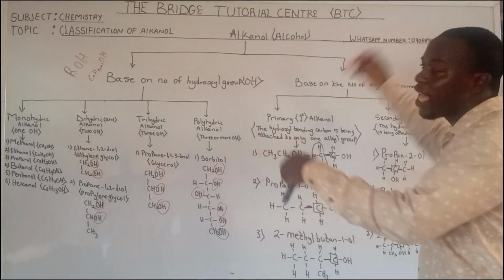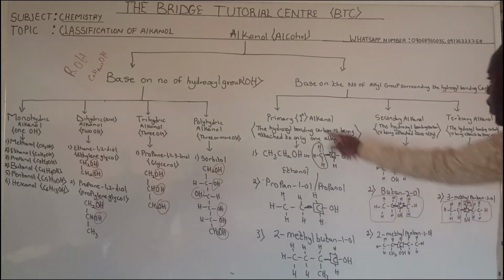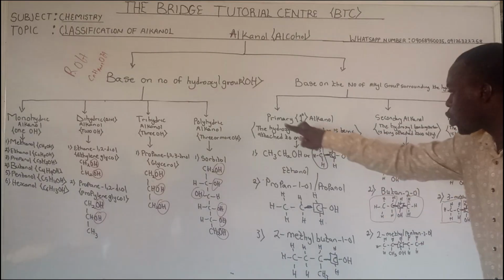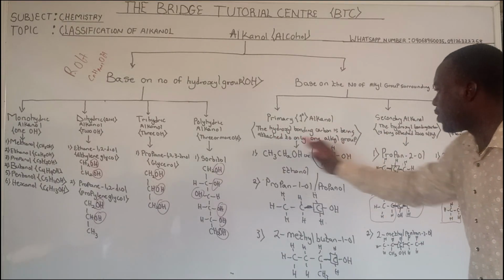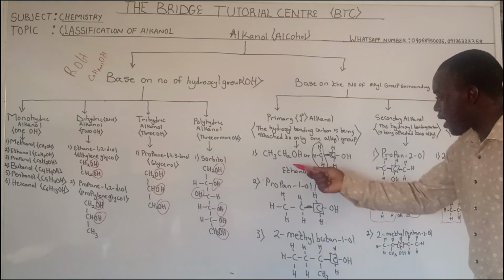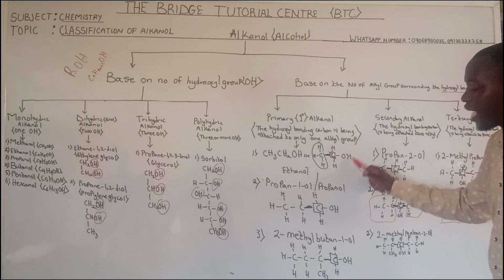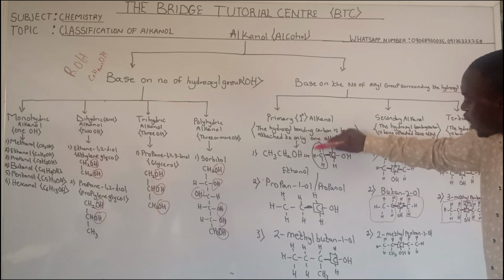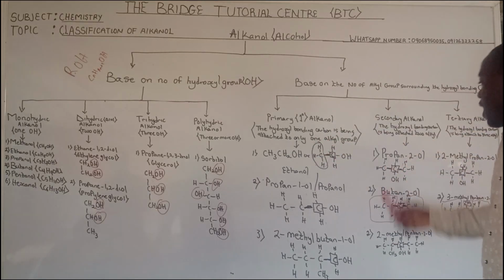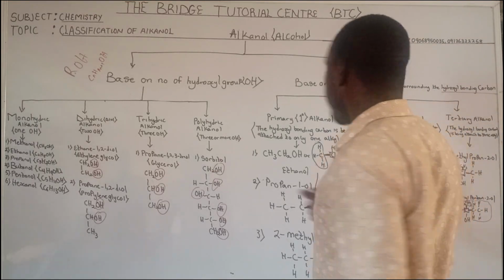Okay, the other form of classification is based on the number of alkyl groups surrounding the hydroxyl-bonded carbon. We have primary alkanol, secondary alkanol, and tertiary alkanol. So what are primary alkanols? The hydroxyl-bonded carbon is attached to only one alkyl group. Let's take a look. This is our hydroxyl-bonded carbon, that is the carbon that is attached to the OH. You can see it is attached to only one alkyl group. That's primary alkanol. The secondary alkanol, you can see it attached to two alkyl groups, and the tertiary alkanol attached to three alkyl groups. That's the classification of alkanol.